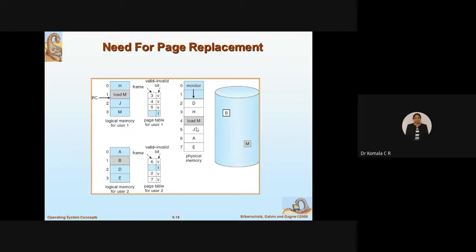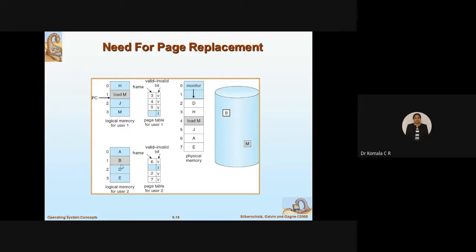J is with respect to which one? Again user 1. For user 1, 5 is valid here, so you can store it. Again A is from user 2. For user 2, which are the valid bits? You have 6 as a valid bit, so you can store it. Again E is with respect to what? User 2 logical memory. So here you also have 7 as valid, and you can store E in the 7th frame. That is how you are going to store.